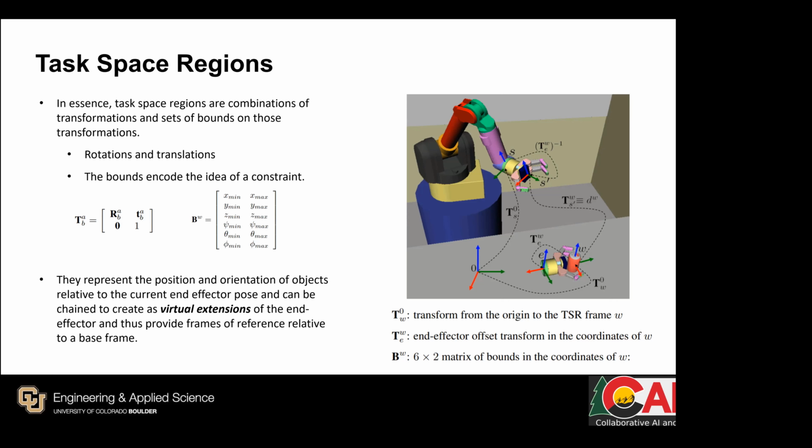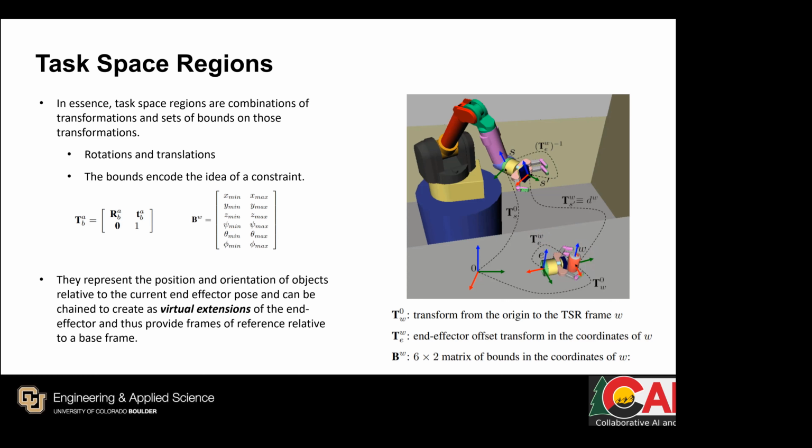And a task space region, or TSR for short, is essentially a matrix representation of the rotation and translation of the end effector or of an object, essentially a transformation, that is also closely tied to what is called this bounds matrix. So essentially what this is saying is that, say you have an orientation constraint on this can right here. Well, the transformation or the translation and orientation of the end effector has to be as such within certain bounds of translations and rotations in order to be constraint compliant.